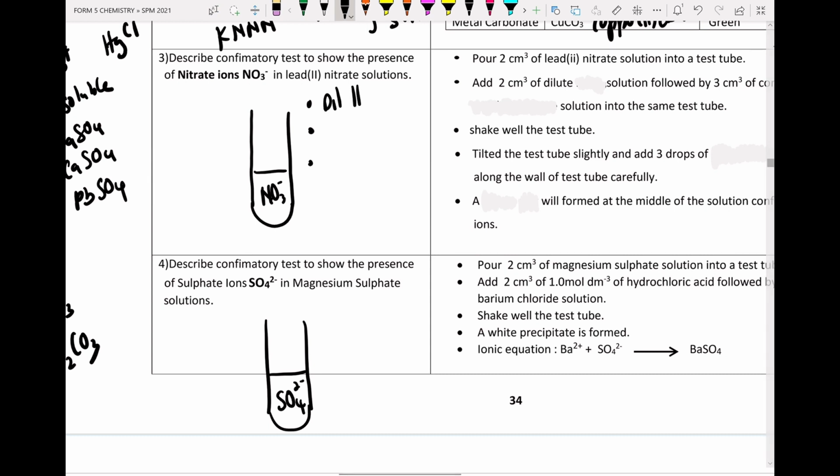We add dilute sulfuric acid and concentrated iron(II) sulfate solution, and we add 3 drops of concentrated sulfuric acid. Without shaking the test tube, we can see a brown ring form at the middle of the solution.